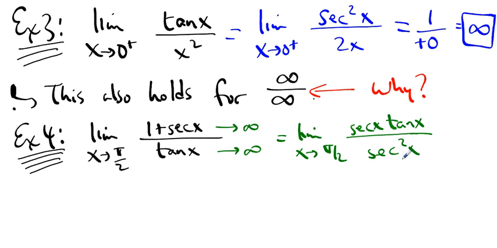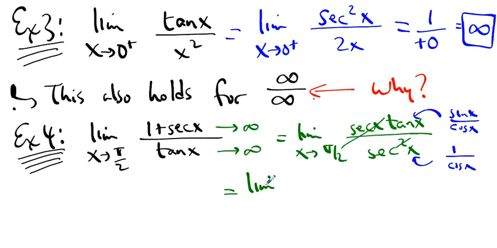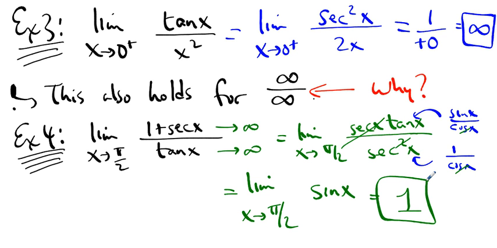I don't need L'Hopital's rule here. I need a little bit of trigonometry to know what tangent x over secant x is. Well, I know that this is sine x over cosine x, and this is 1 over cosine x. So I don't need L'Hopital's rule, I just need trig. Sine x over cosine x over 1 over cosine x, those go away. You get the limit of sine x as x approaches pi over 2, and that's 1. Fair enough?